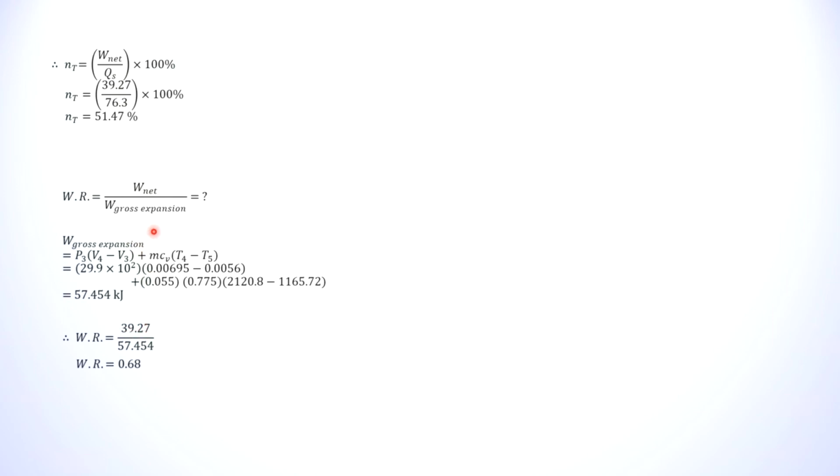And then the gross work of expansion. Okay, so you need to take a look at your PV diagram. Where are the expansions? 1 to 2 is not expansion, it's compression. 2 to 3 not expansion because it's constant volume. 5 to 1 is also not expansion because it's constant volume. So the expansion is only 3 to 4. You can see increase in volume. Then 4 to 5 is also another increase in volume.